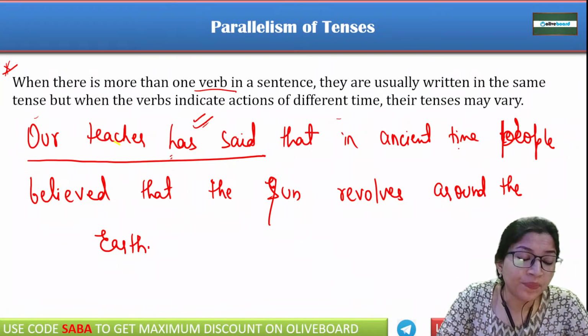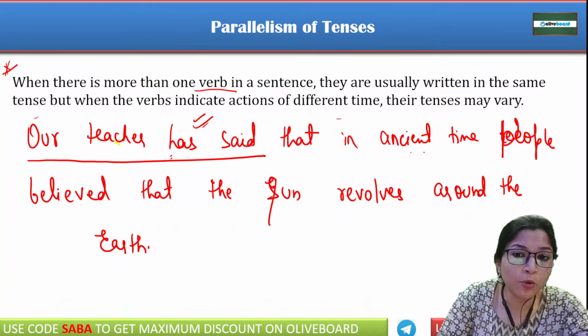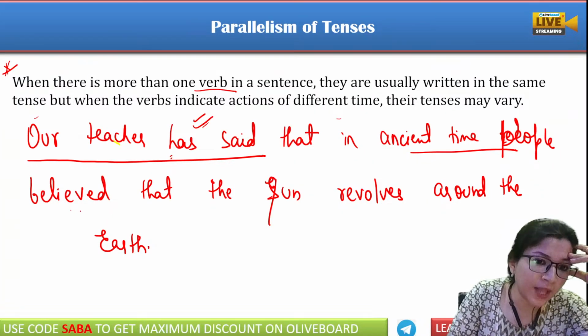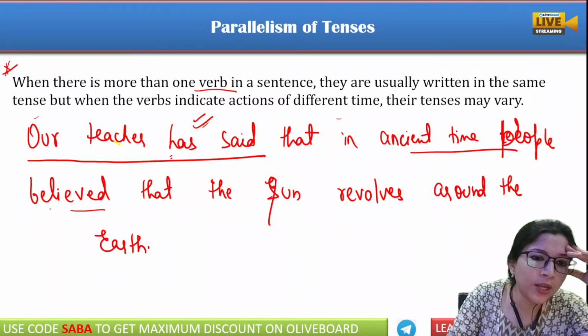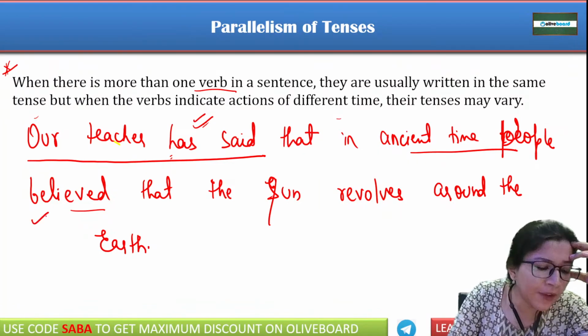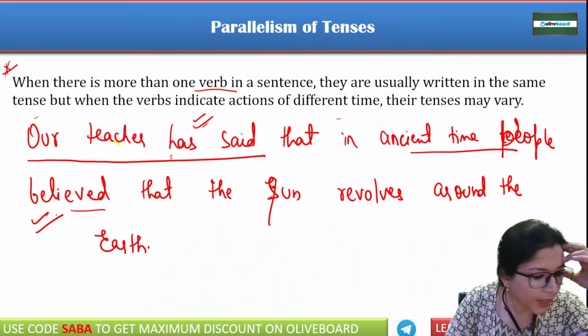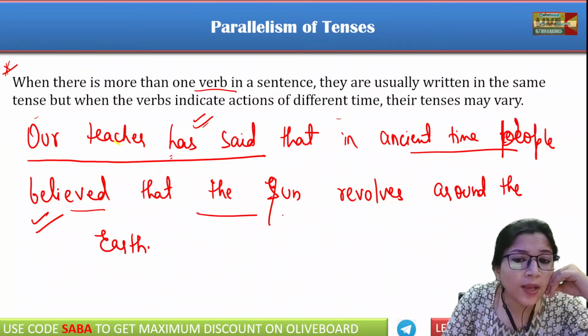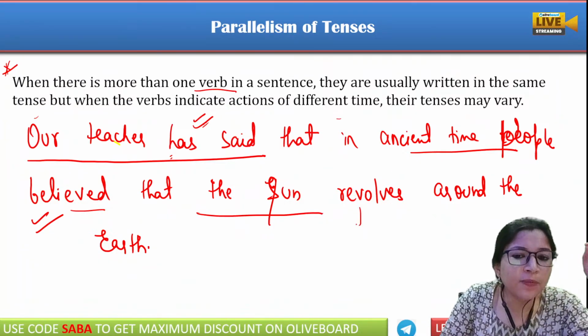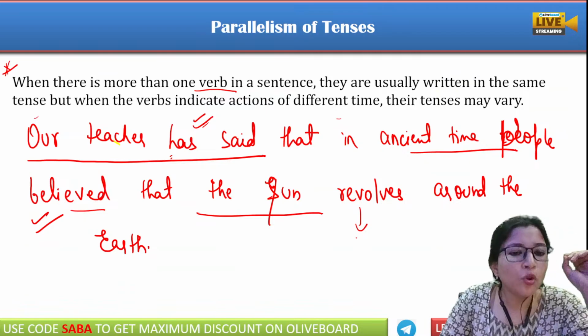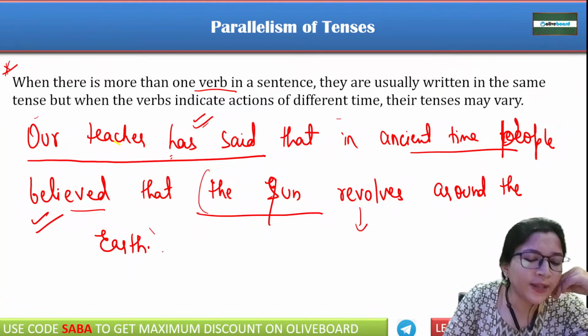In ancient time की बात हो रही है. So this is about past. People believed that. So past की बात हो रही है तो in ancient time people believed that. That is also correct. Okay. The sun. Now is this belief present till today? Now you might have thought कि मैम ये तो permanent action है.